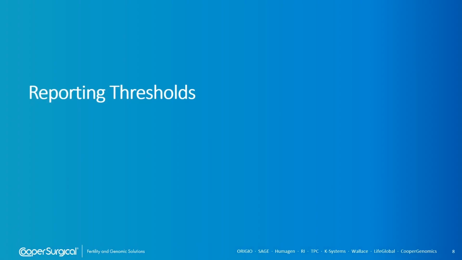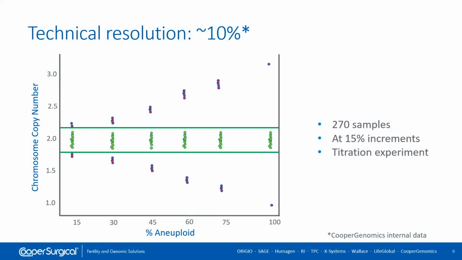How do we report mosaicism information at Cooper Genomics? Our PGTAI platform has improved our ability to identify mosaicism in embryo samples. When this platform was being developed, a series of titration experiments were conducted. These experiments began with a normal or euploid DNA sample, illustrated here in green.